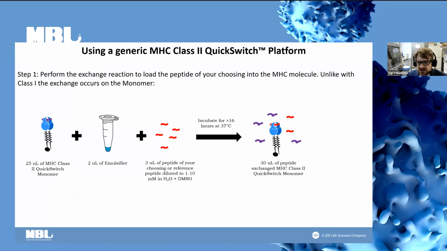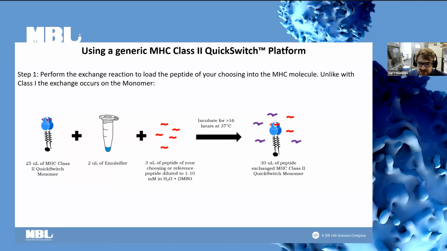In order to make the MHC Class 2 tetramer with the peptide of your choosing, you have to mix together 25 microliters of MHC Class 2 monomer with 2 microliters of emulsifier and 3 microliters of peptide of your choice, diluted to 1 to 10 millimolar in water and DMSO. The range here is a little bit different because Class 2 molecules are a little bit longer and tend to be a little bit more hydrophobic than Class 1 molecules. So we leave this up to the people using the kit. You will probably know your peptides better than we do.